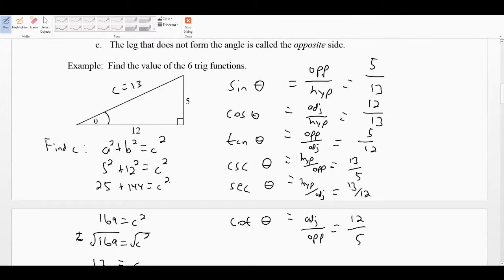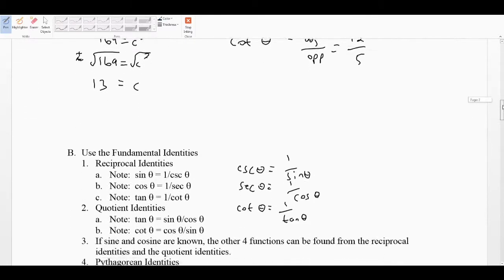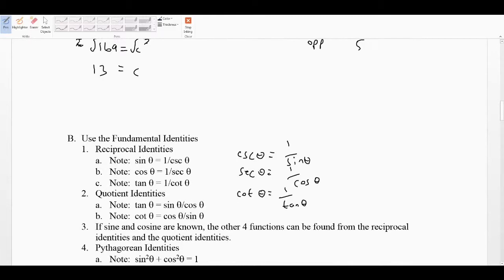Take tangent of theta, which is opposite over adjacent. Well, sine is opposite over hypotenuse, and cosine is adjacent over hypotenuse. If you were to divide fractions out, these hypotenuse would cancel out, leaving opposite over adjacent, which is what tangent equals. And if that were sine, and this were cosine, when you divide them out, you get this, which happens to be tangent. So therefore, tangent is sine over cosine, and cotangent is cosine over sine, because if these are reciprocals, so are these.